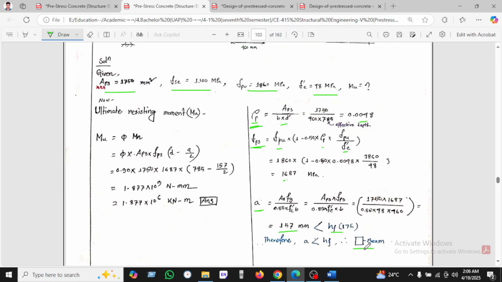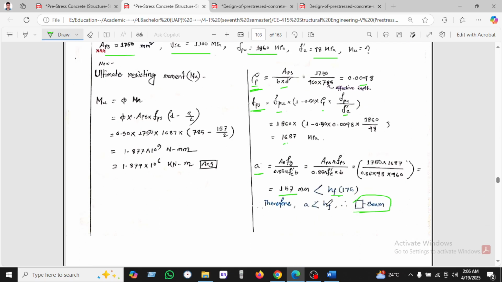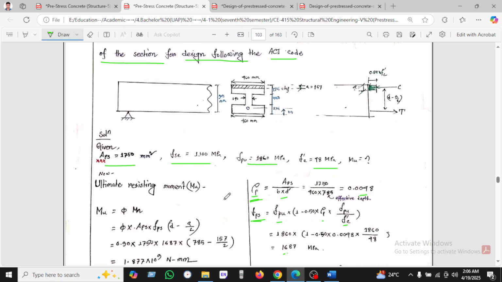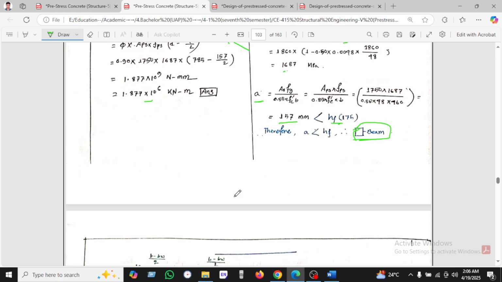the flange thickness hf, so this is the rectangular beam as 175 is given here. The total flange thickness. So this is the rectangular beam, so it will be analyzed as a rectangular beam. So now we'll calculate the ultimate resisting moment using this formula and finding this value.